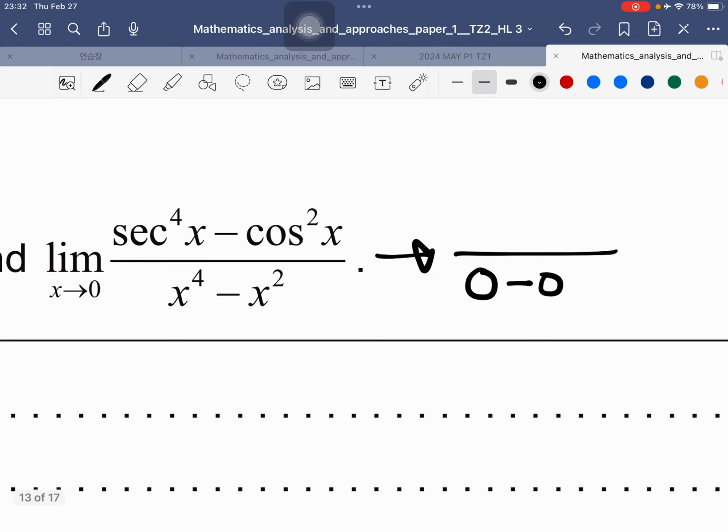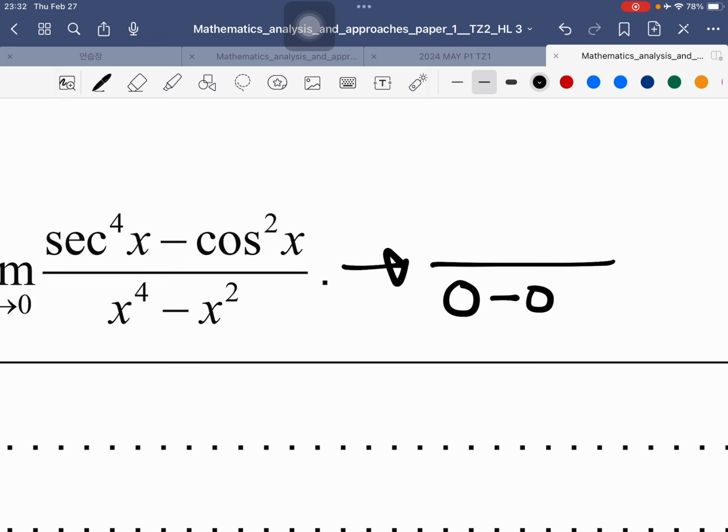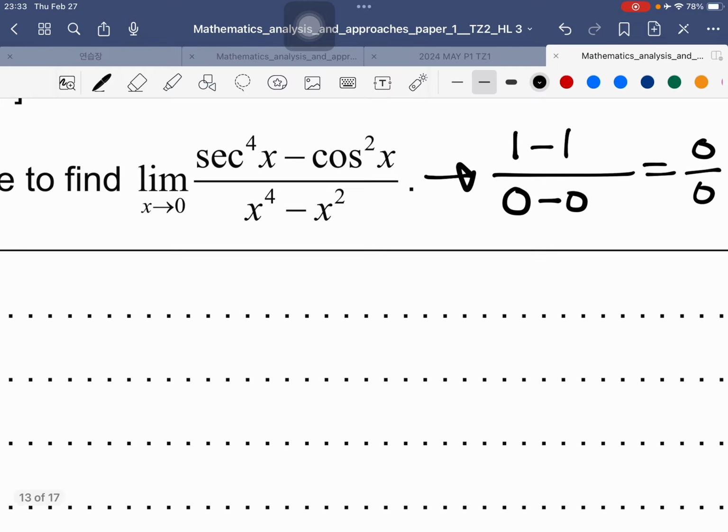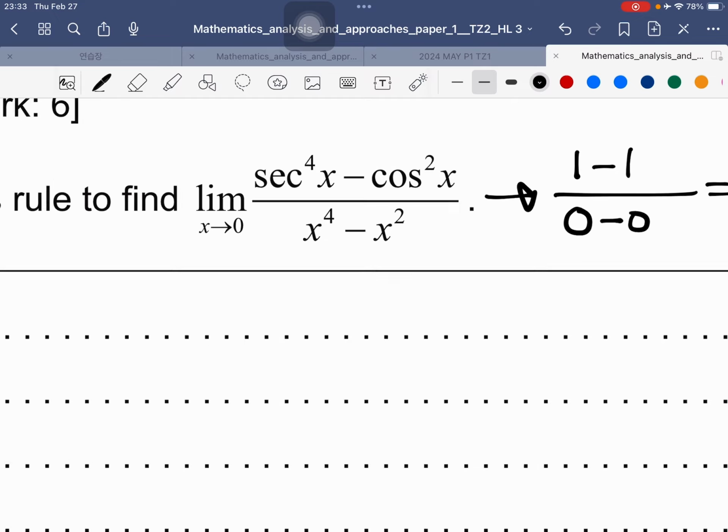4th power of x. Secant x is 1 over cosine x. When x equals 0, cosine x goes to 1. So its reciprocal to the 4th power equals 1, and 1 minus cosine x squared goes to 1. So it's going to be a 0 over 0 form. So it's legitimate to use L'Hopital's rule.